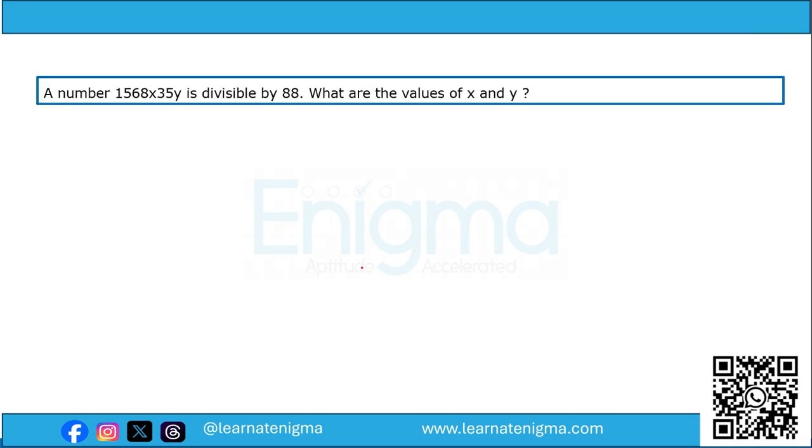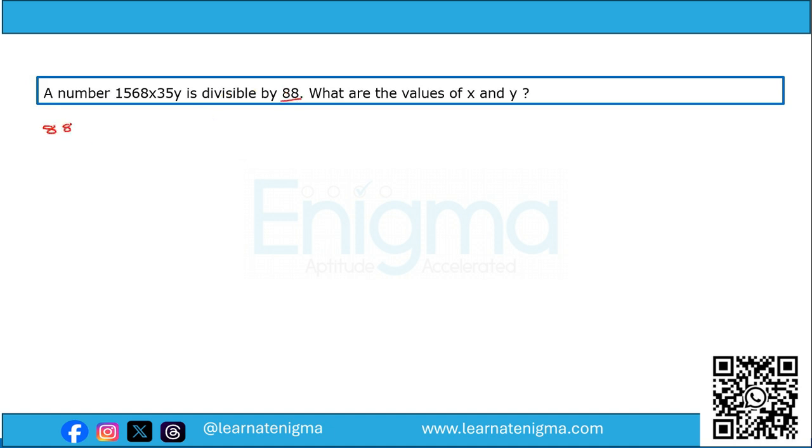A number 1568x35y is divisible by 88. What are the values of x and y? Now, the given number is divisible by 88.